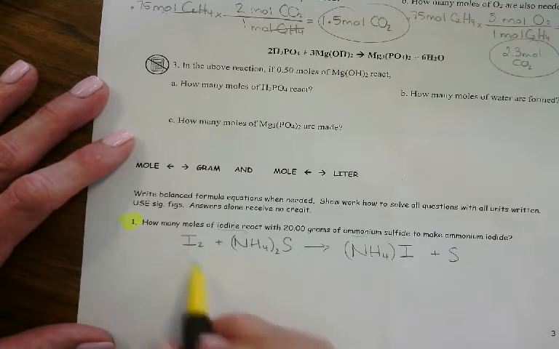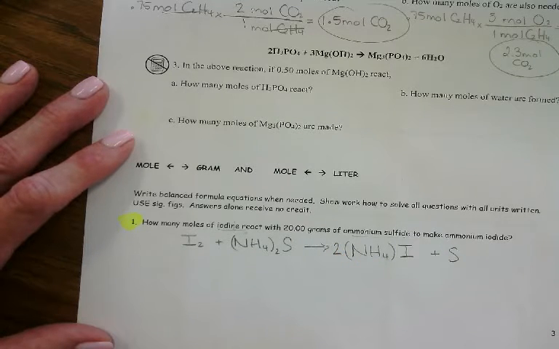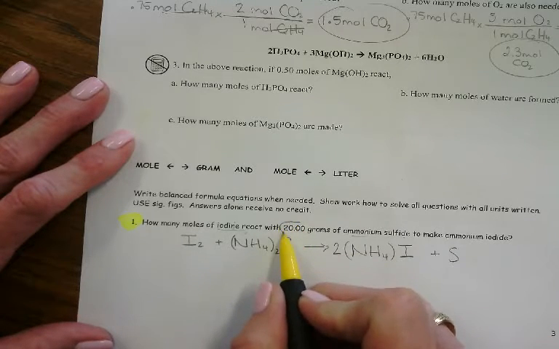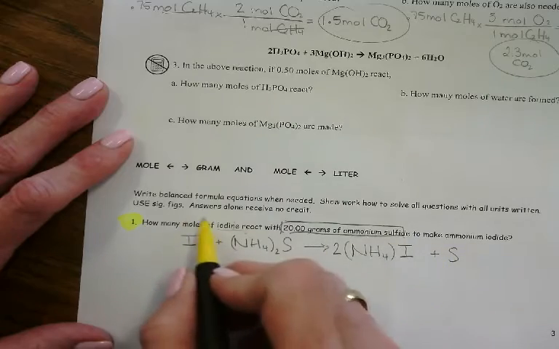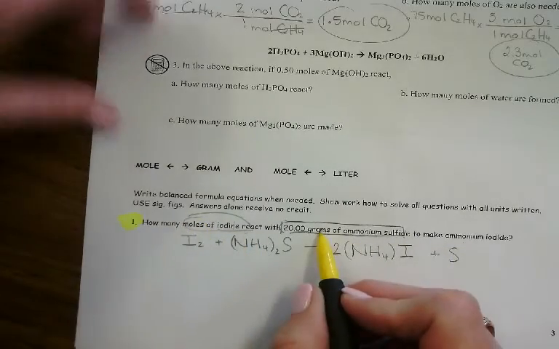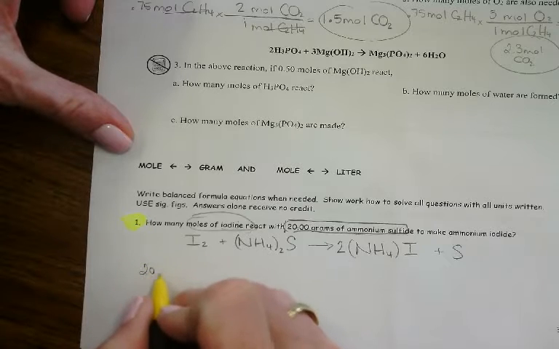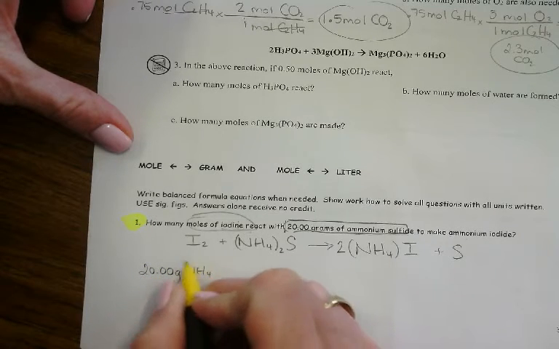Okay, so I need to balance my equation. Looking at this, all I'd need to do is put a coefficient of 2 here to balance the equation. Now I have a balanced equation. I can start with my given. That's my boxing my given, and circle the unknown. So I'm going from grams of ammonium sulfide to moles of iodine. So 20 grams of ammonium sulfide.